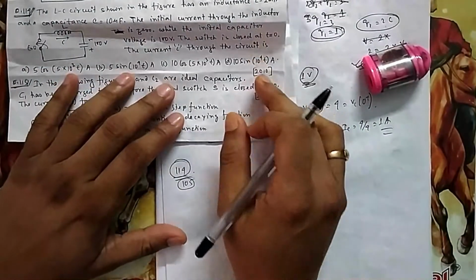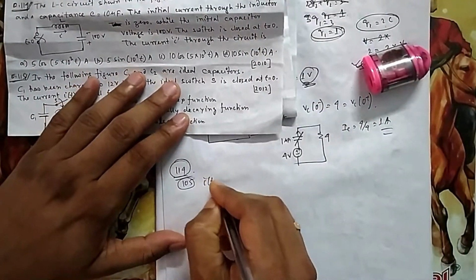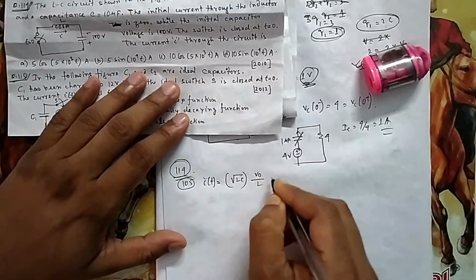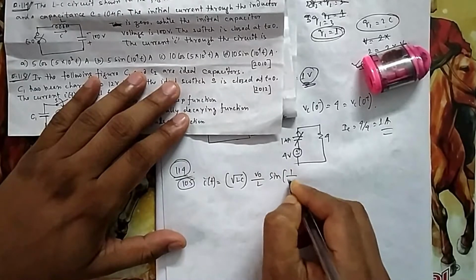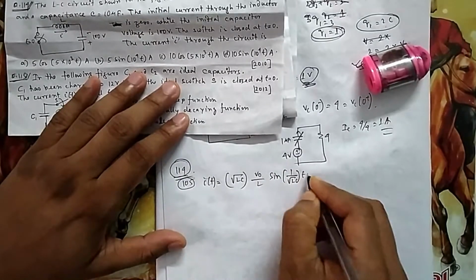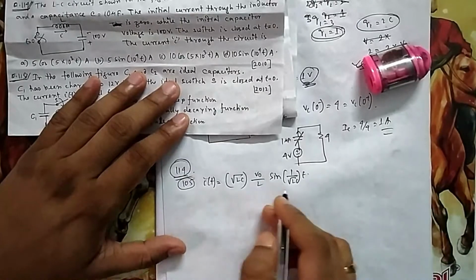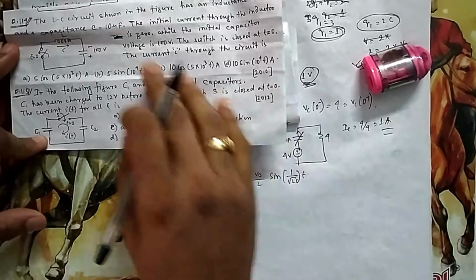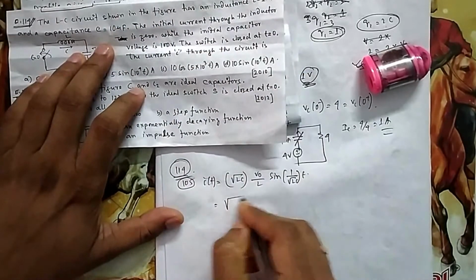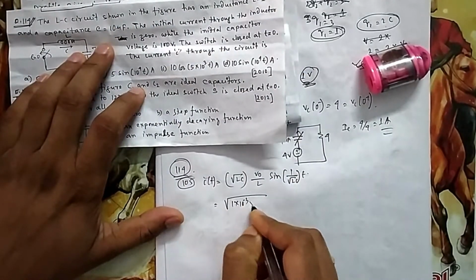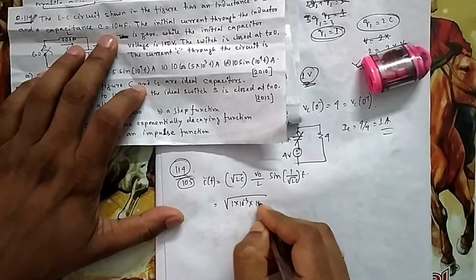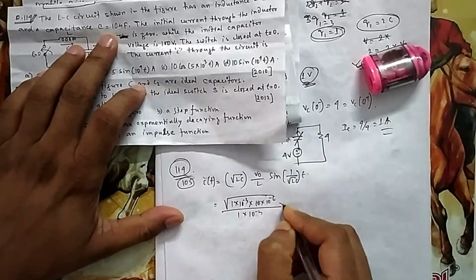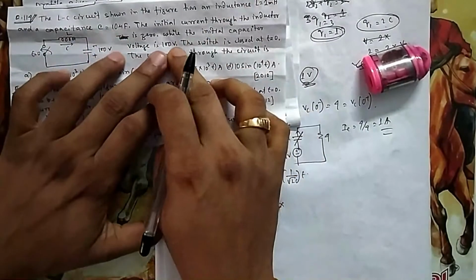So what was my answer in that case? I am writing here. You can check: root LC, V0 by L, sine omega 0 t, where omega 0 is 1 by root LC. So this was my answer. Now you can apply it here easily. You have all the values, all the C's and L's are given to you. L is 1 milli, so I think you can apply it. 1 milli, then 10 micro divided by 1 milli. What is V0 initially? It is charged up to 100 volt.